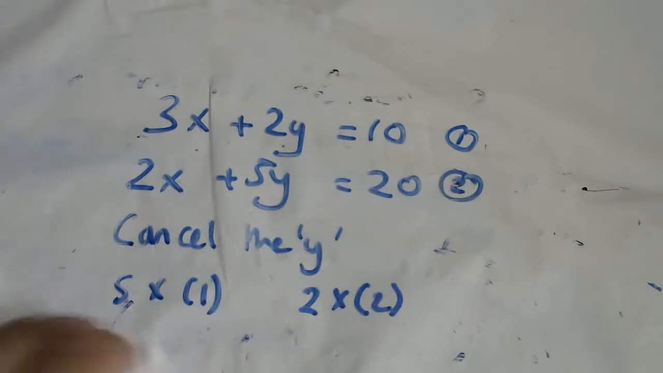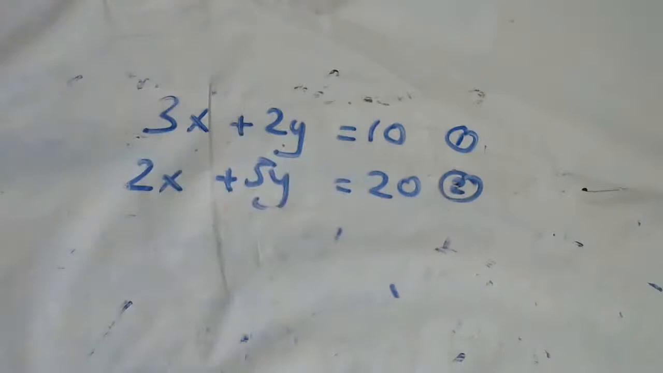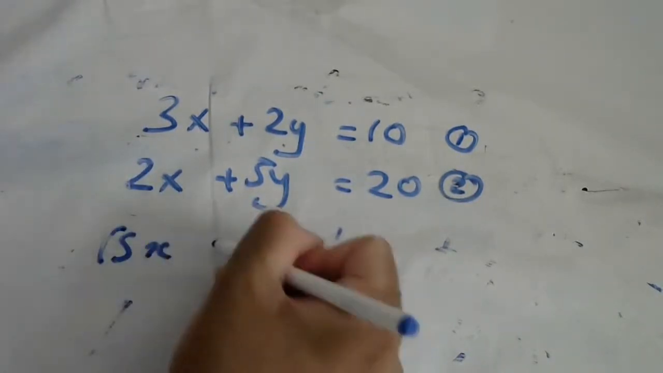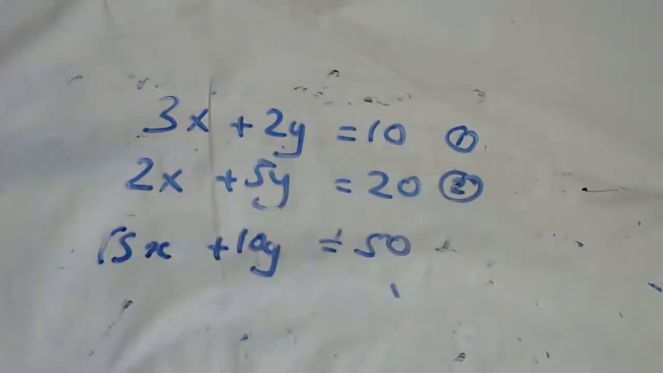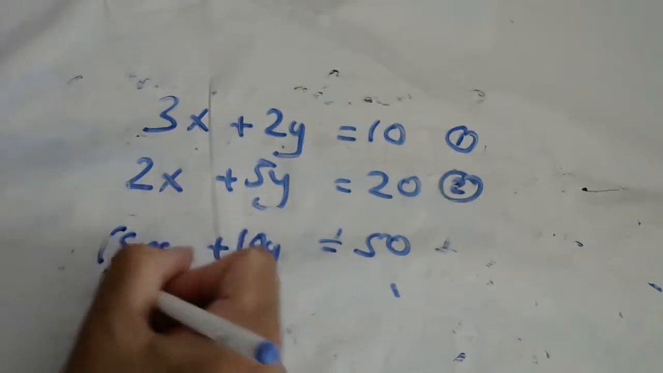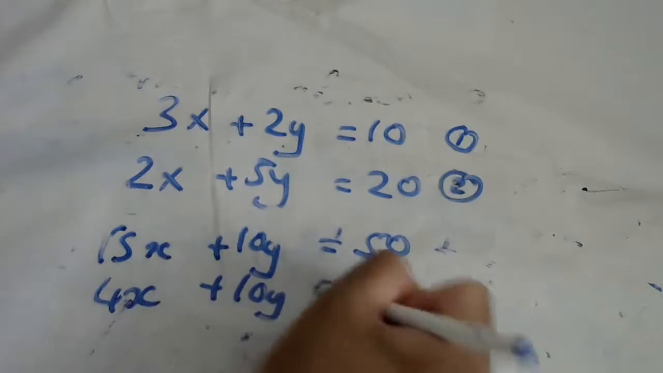Let me just rub that out there. Now, let's see what I meant. We're going to times this one by 5, the whole equation by 5, and you get 15x plus 10y equals 50. I hope you agree with that, just timesing by 5. We're going to times this one, we decided, by 2. So that's going to be 4x plus 10y equals 40.